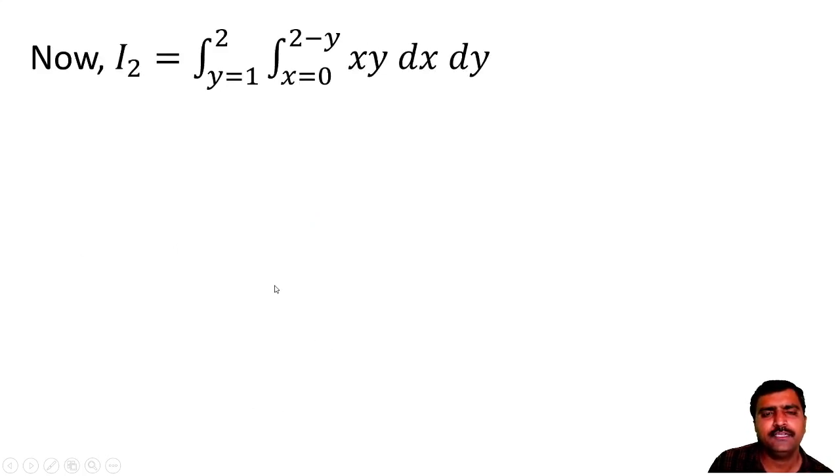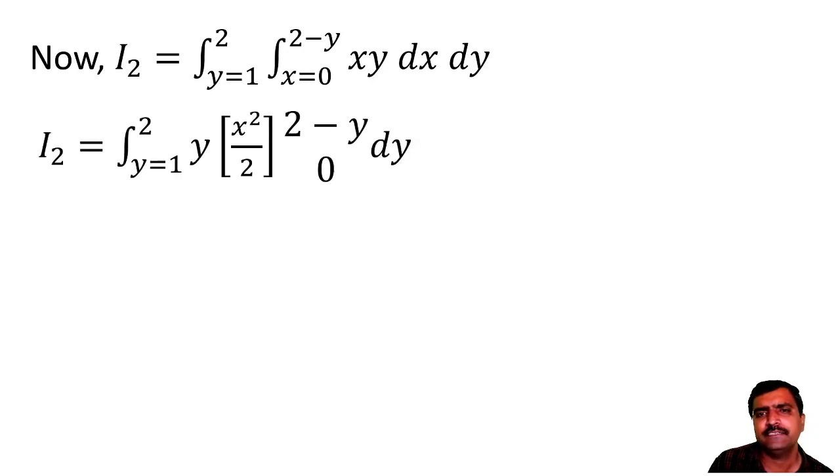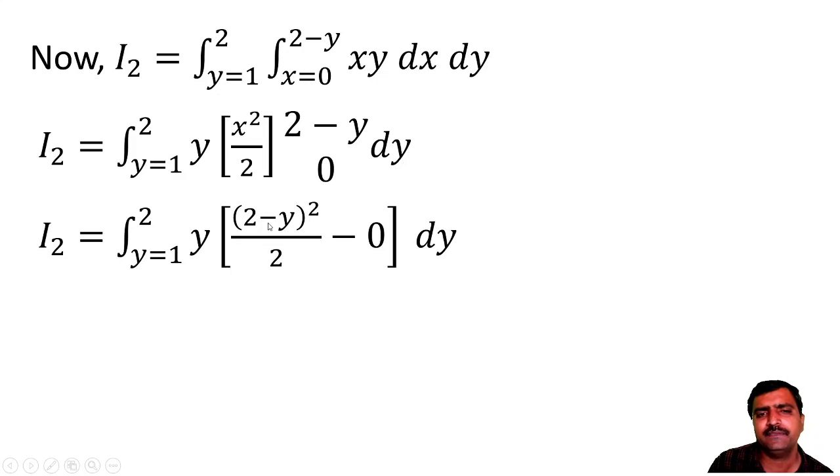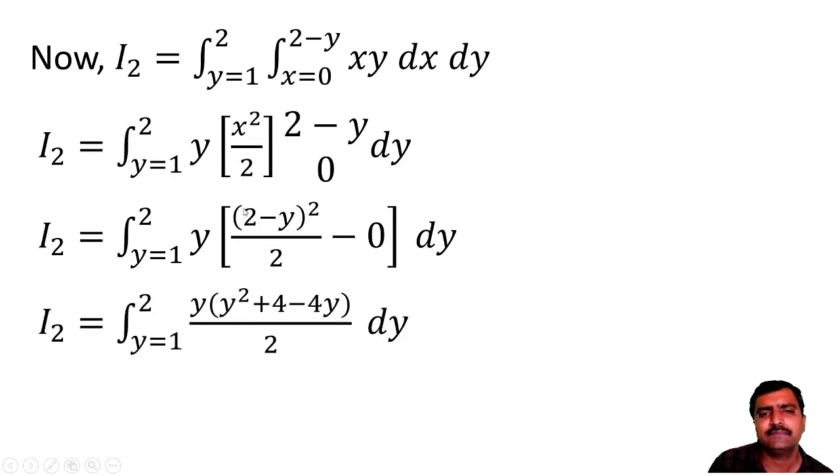Again, to find I2, you take the I2 value. So y varies from 1 to 2, x varies from 0 to 2 minus y, xy dx dy. Integrate with respect to x, it is x square by 2. Its limit is from 0 to 2 minus y, dy. Apply the limit, it is 2 minus y whole square by 2 minus 0. Again expand this by using the a minus b whole square formula. So use the formula and expand this. Next multiply, and then integrate.